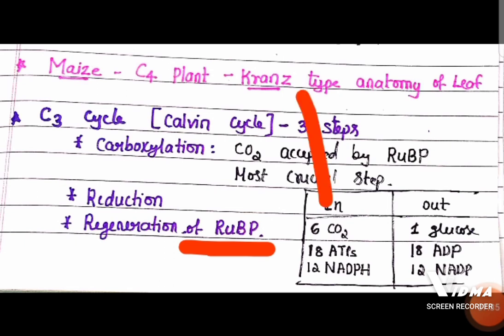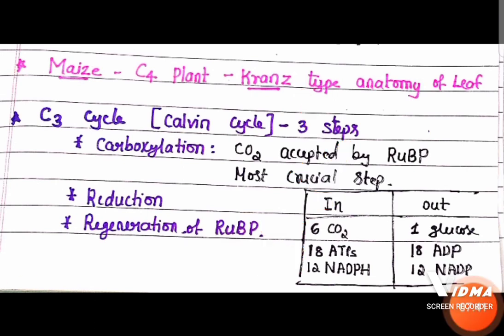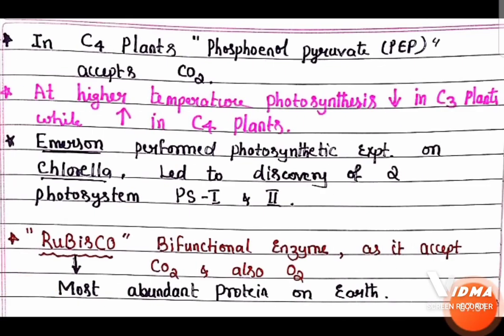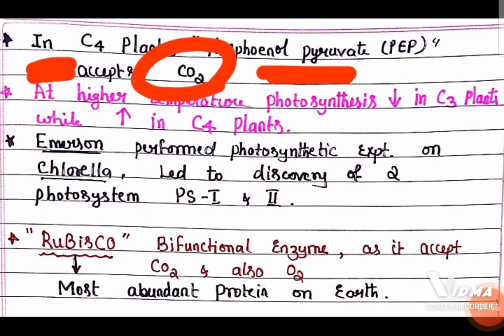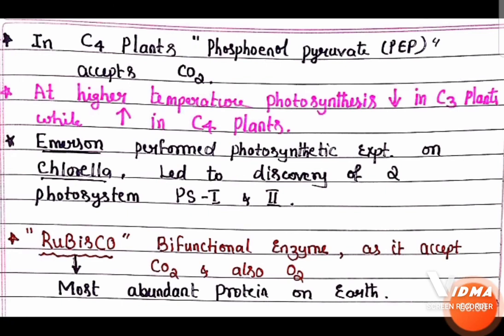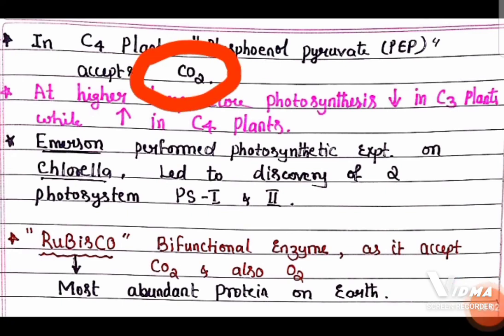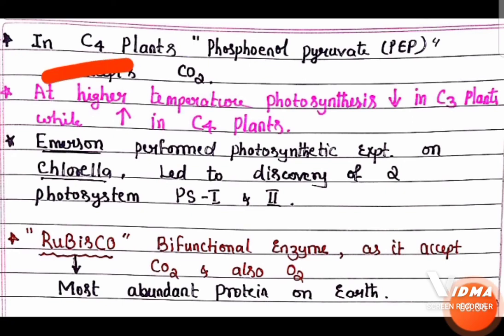In the Calvin cycle, 6 carbon dioxides, 18 ATP and 12 NADPH are involved, and at the end of 6 Calvin cycles, 1 glucose, 18 ADP and 12 NADP are produced. In C4 plants, phosphoenol pyruvate is the acceptor of carbon dioxide. In C3, it is ribulose bisphosphate. Whereas in C4, phosphoenol pyruvate accepts the carbon dioxide and produces 4-carbon oxaloacetic acid in C4 plants.